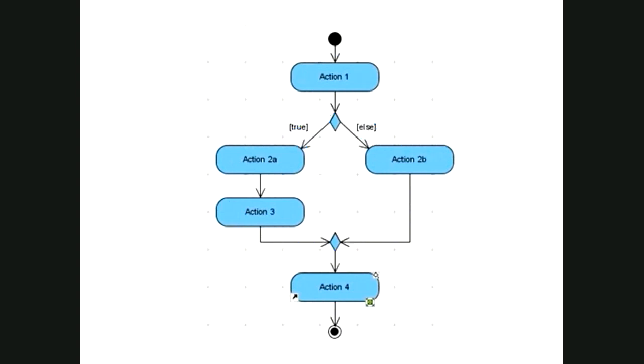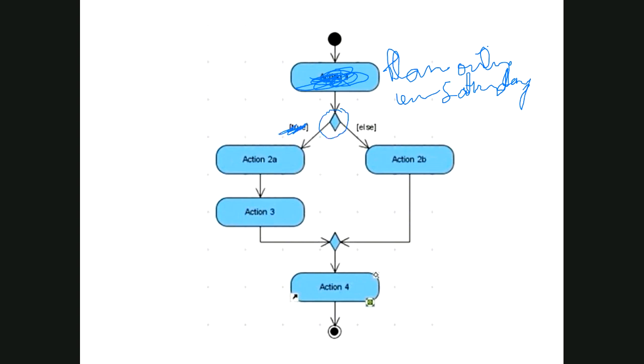Now let's take an example. Suppose you plan an outing on Saturday. Plan outing on Saturday. Now we have a 6 hour class, but I am talking about earlier times. So you planned an outing on Saturday. Okay. So this is your first action. Now you have to check a condition. Suppose my first condition is you have money. My second condition is you don't have money.